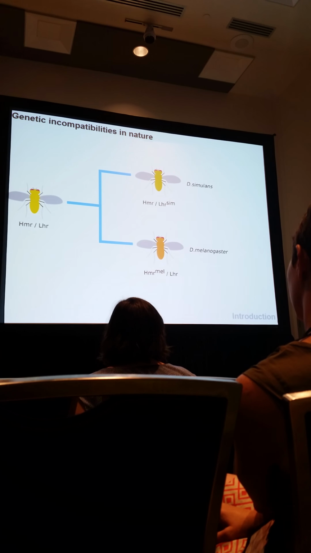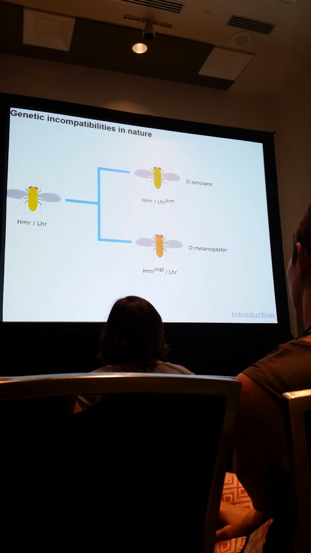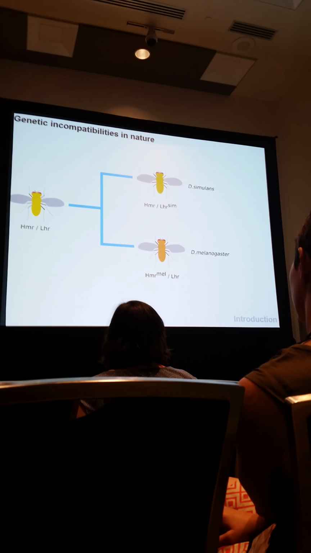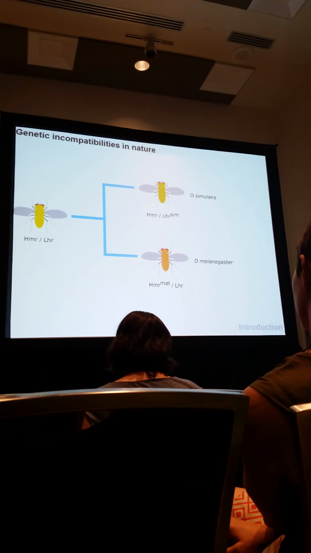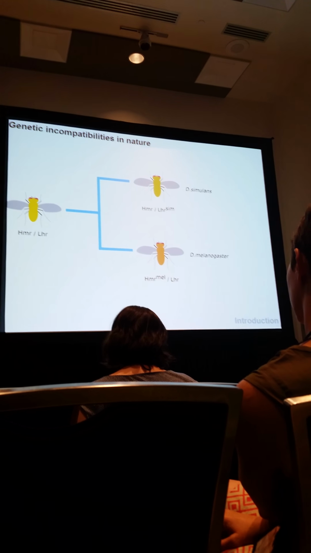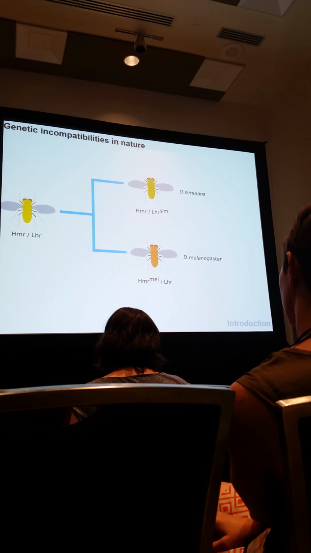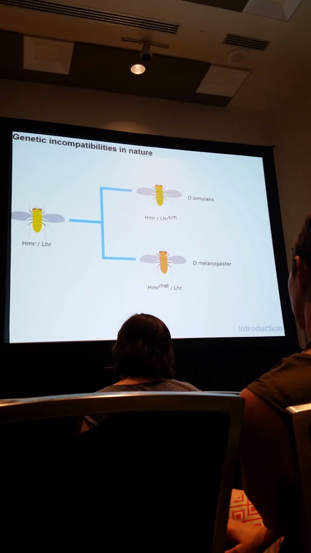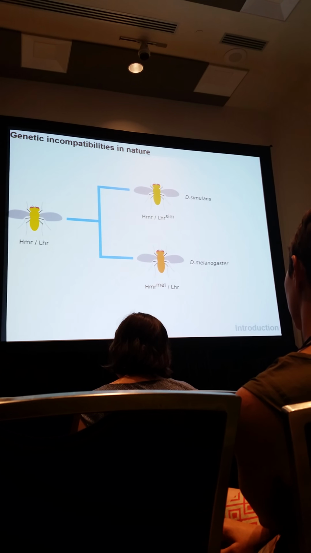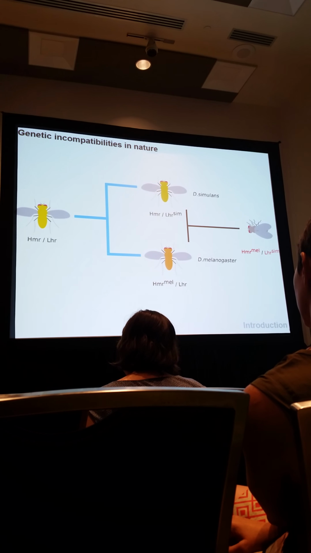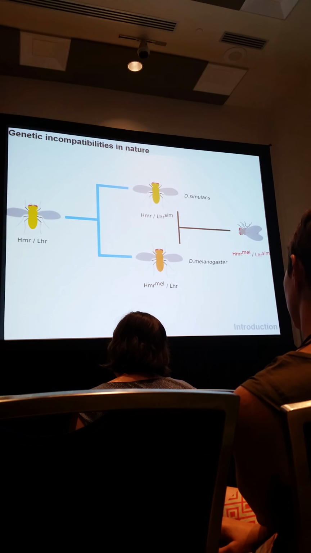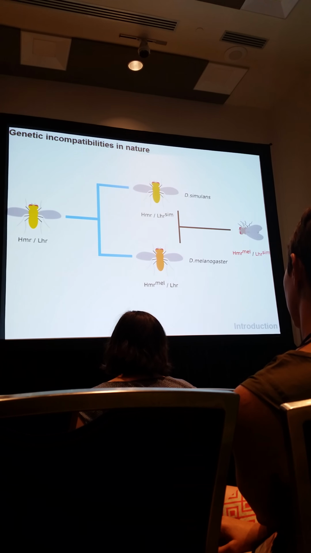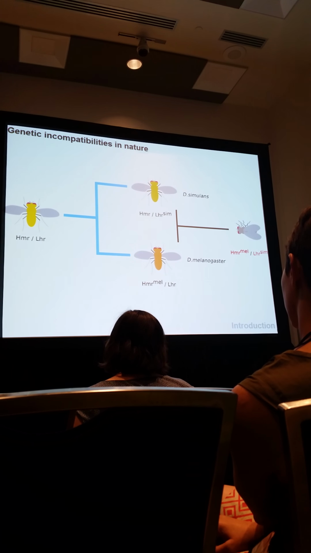In the common ancestor, you had two alleles at two different loci, HMR and LHR. In Simulans, now you have a derived version of LHR, while in Mauritiana, you have a derived version of HMR. And while these two derived alleles are fully functional within their own genetic backgrounds, when Simulans tries to mate with Mauritiana and produces hybrids that carry both these derived alleles, these hybrids are not fully functional, as evident here.